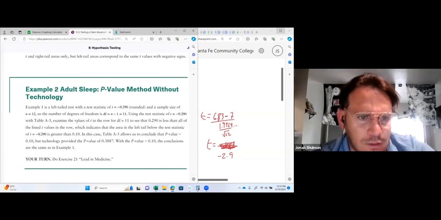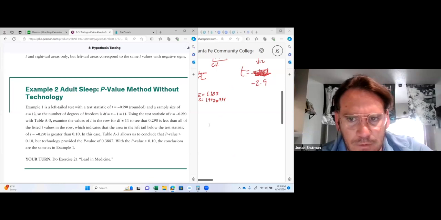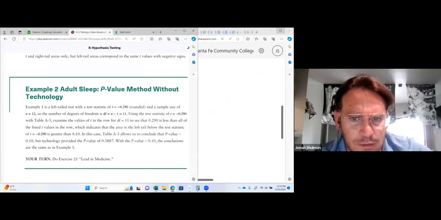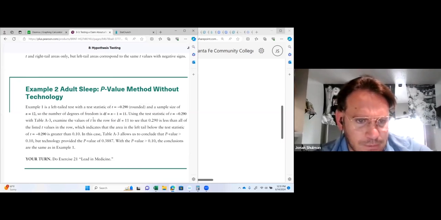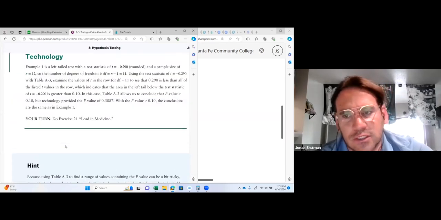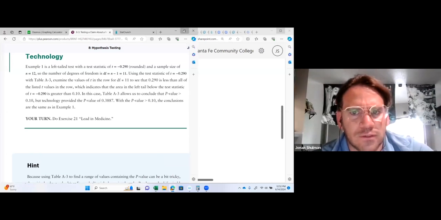Example 2 is a left-tailed test. Okay. With the t-statistic rounded to negative 2.9. Size of n is 12. The degrees of freedom is 11. Table A3 shows the values, examples. Okay. So this is just if we didn't have it. We actually have to look at the table. So I'll show you table A3. I'll show you how it works.